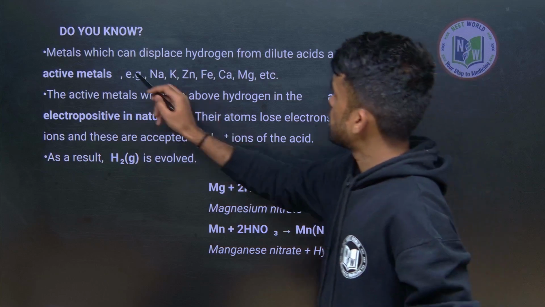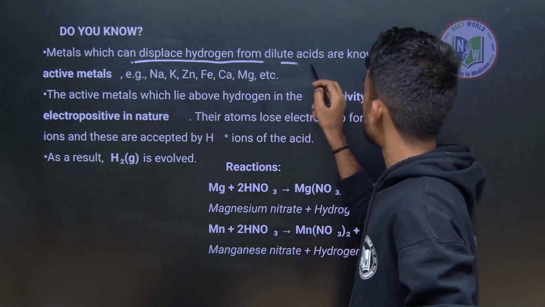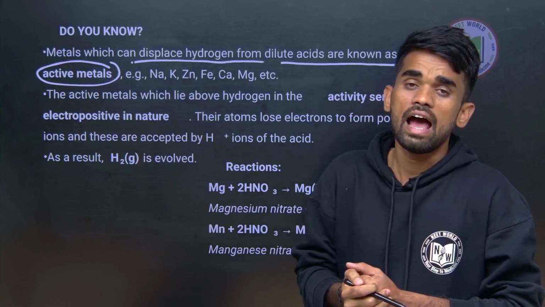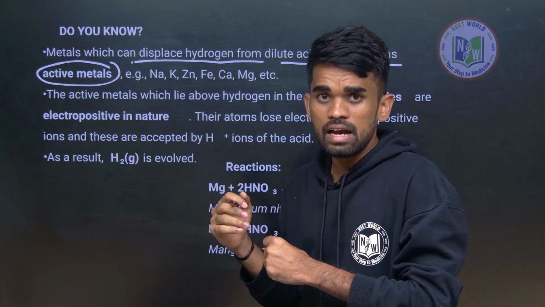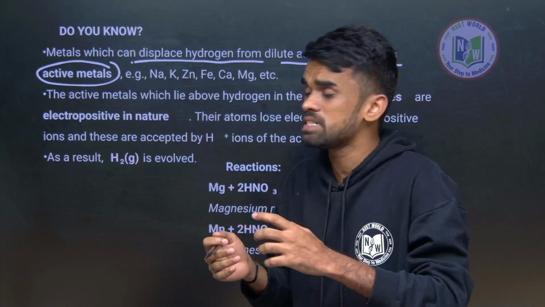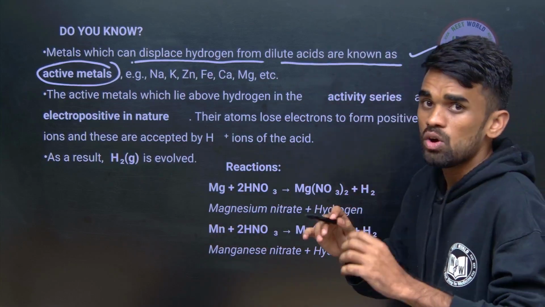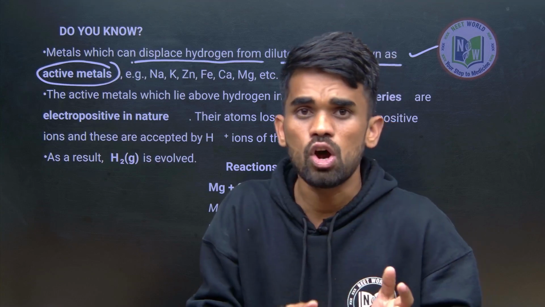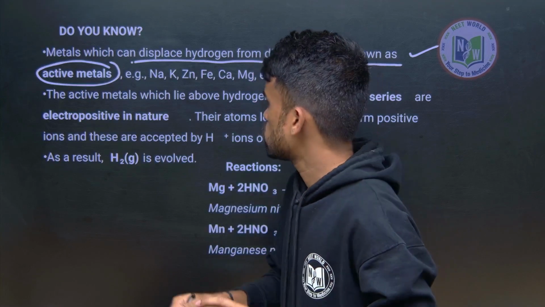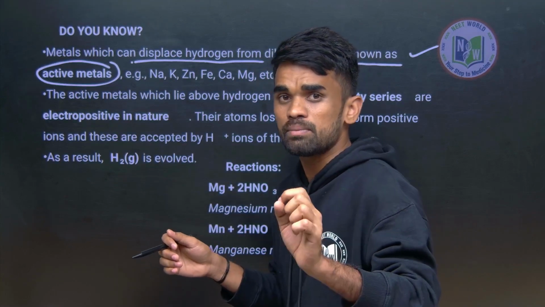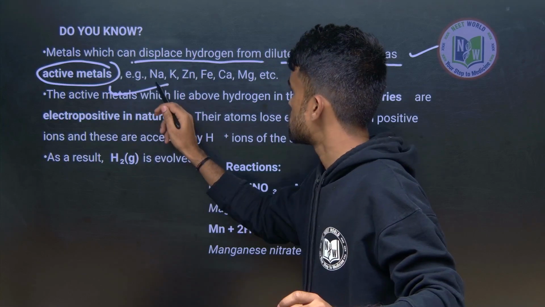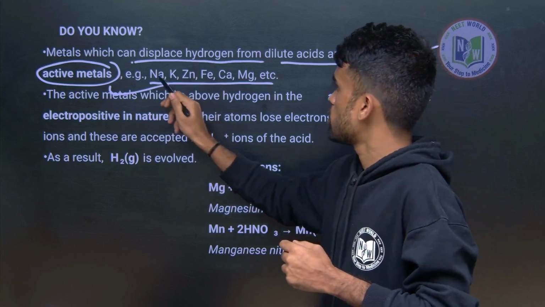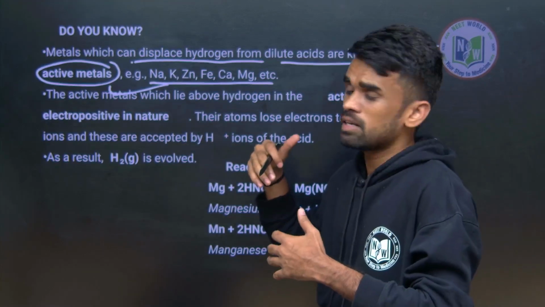Do you know what a metal which can displace hydrogen from dilute acid is known as? The metals which can displace hydrogen gas from the acid can be considered active metals. Only a few metals will displace hydrogen gas from its acid, not all the metals. Those metals which displace hydrogen gas from acid are called active metals. These are some examples of active metals I have given here: sodium, zinc, potassium, iron, like this.